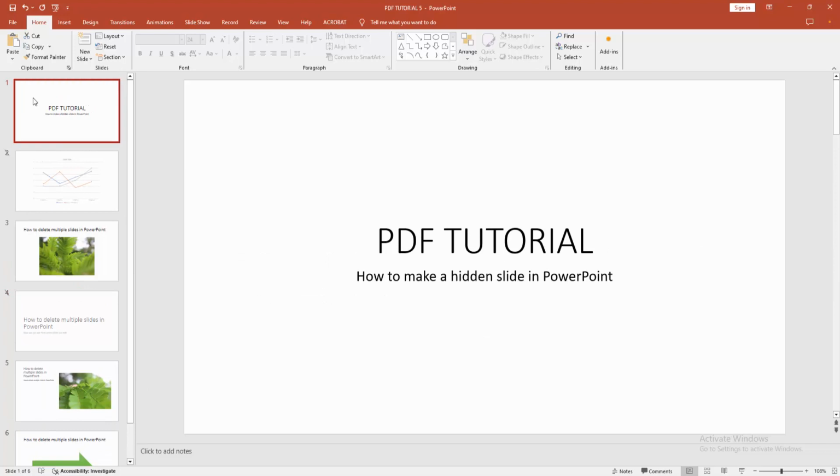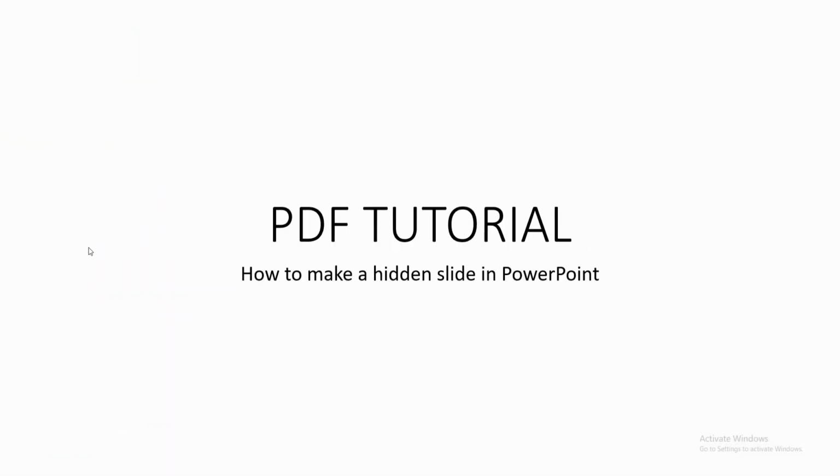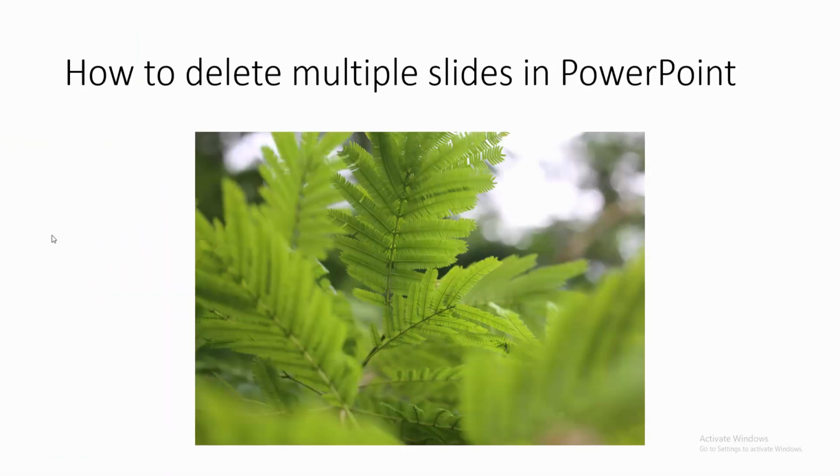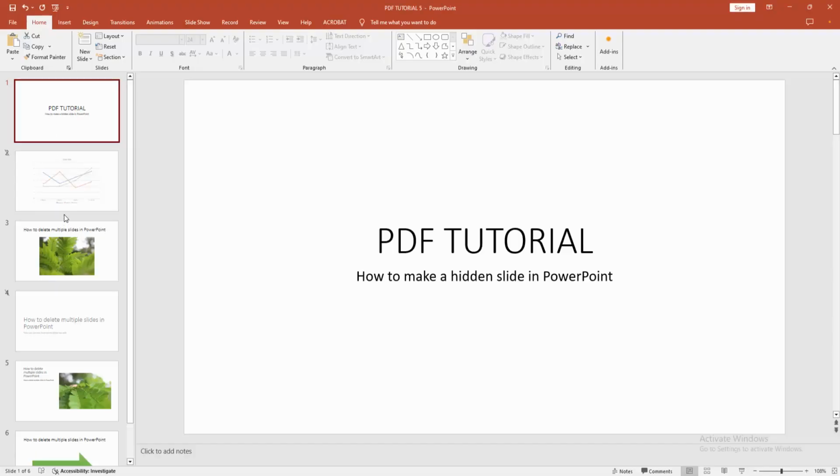Now we want to make sure the slide is hidden. Enable the presenter view. Select the start from beginning option. Otherwise press F5. Then click and we can see the slide is not showing. Only the non-hidden slides are shown.